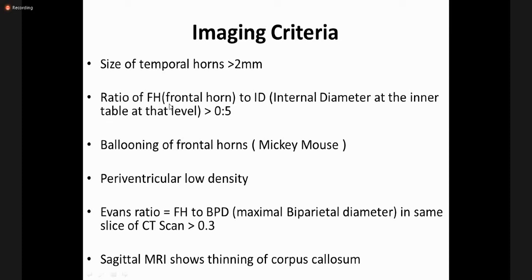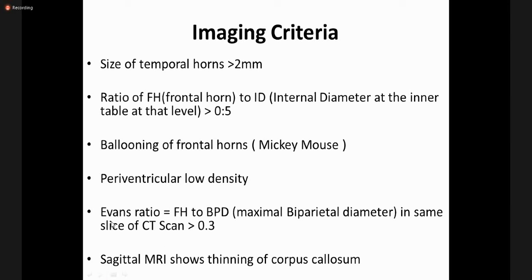Ratio of frontal horn to internal diameter is more than 0.5. You people don't really need to worry about these parameters because these are just for knowledge. No one can ask you at the end what the ratio was. Ballooning of frontal horns, which is Mickey Mouse sign. Periventricular low densities due to the seepage of CSF within the brain parenchyma.